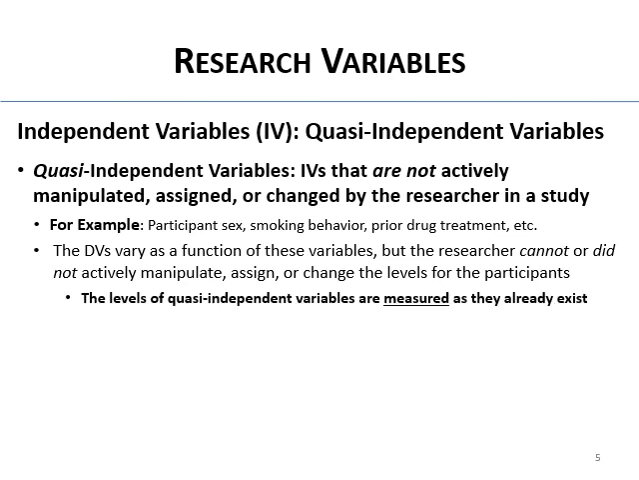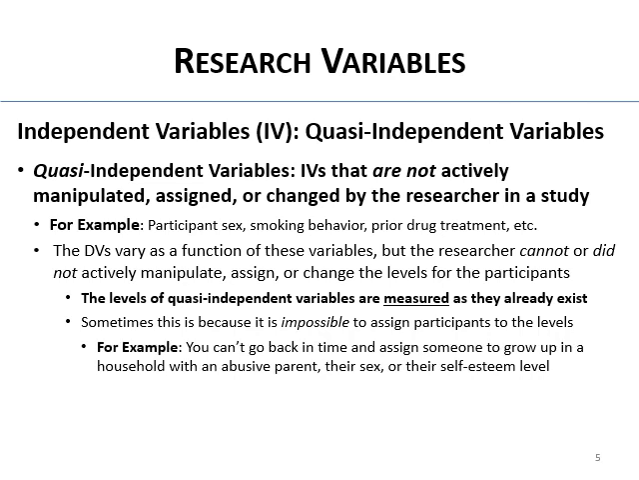The levels of quasi-independent variables are measured as they already exist. So that's that naturally occurring state thing. Sometimes it's because it's impossible to assign participants to the levels. For example, you couldn't go back in time and assign someone to grow up in a household with an abusive parent. You couldn't assign their sex or their self-esteem level. These are all things where all you can do is measure what they are or ask people what they are, right? And so they are quasi-independent variables.